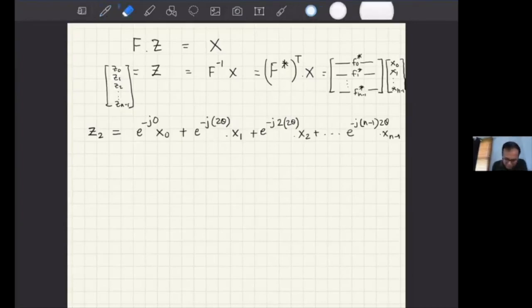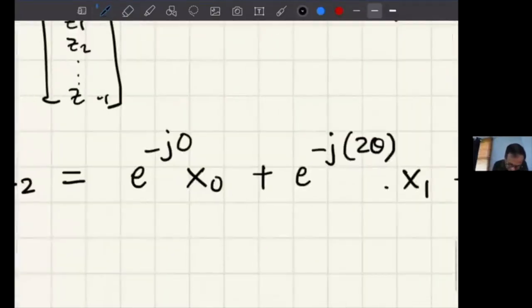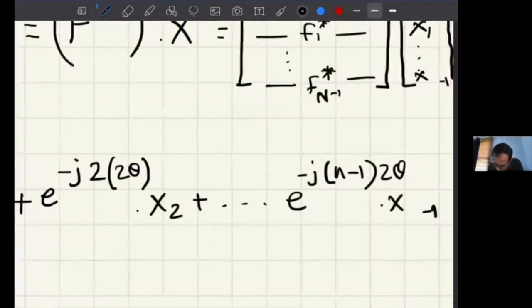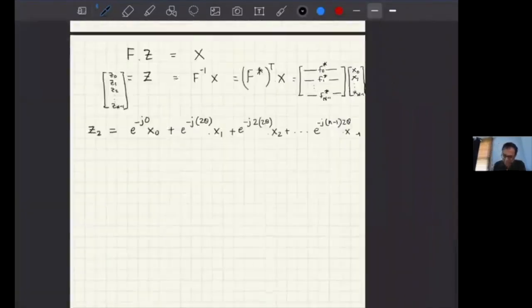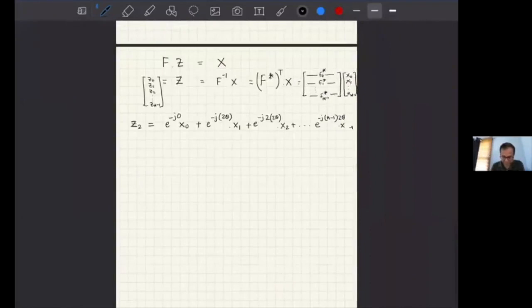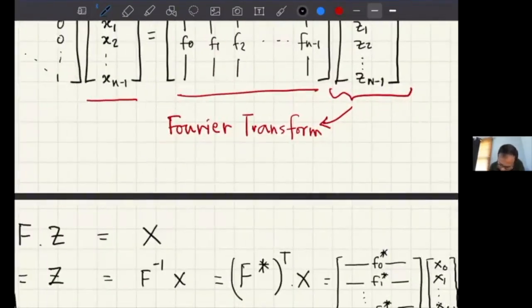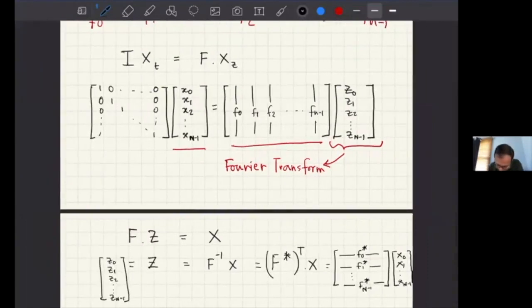Actually, I should be careful. I think I made a slight mistake. All of these small n's should actually be capital N, right? Because that's the maximum. Capital N is the maximum number of samples of time or frequency that you're taking. Great. And that should be the case in the above equations too, where these all should be capital N. Sorry for that.